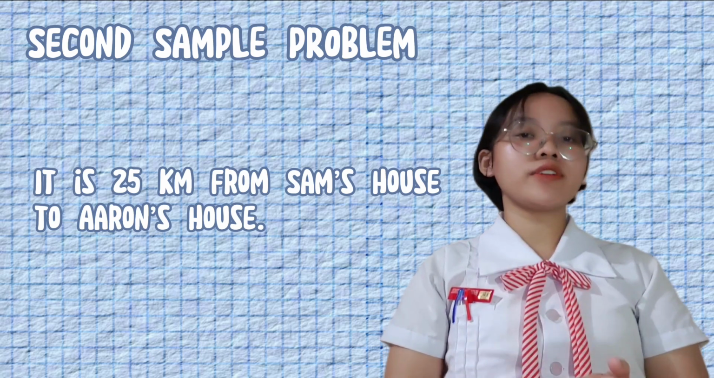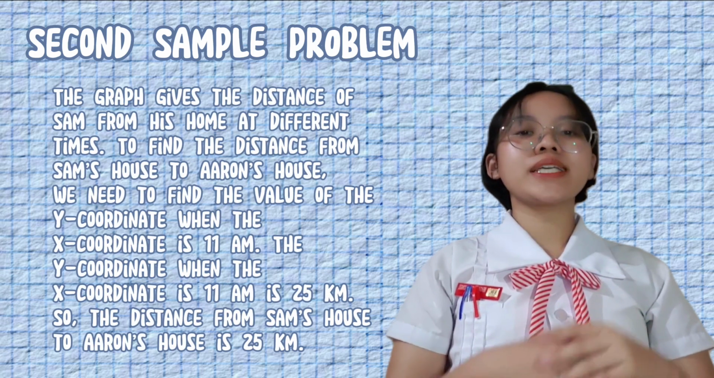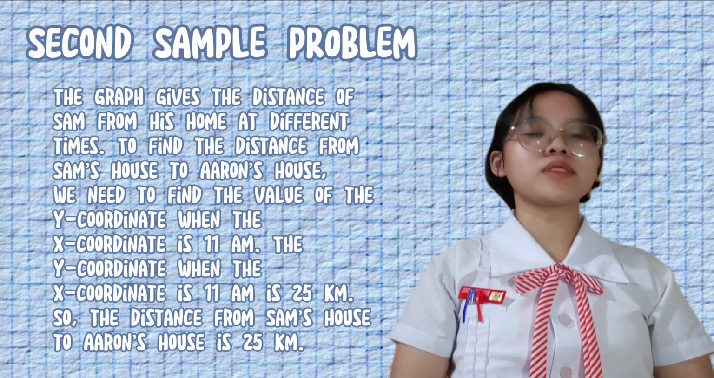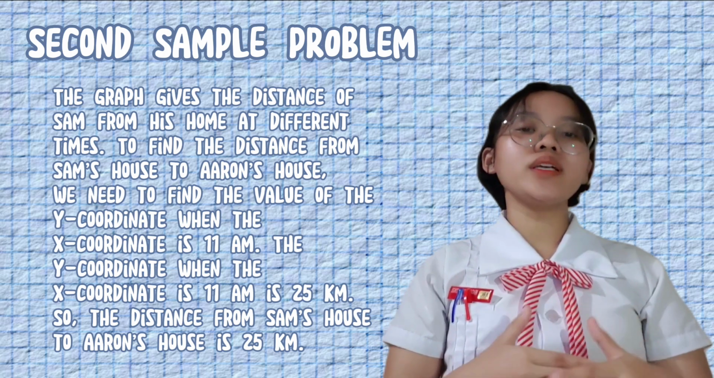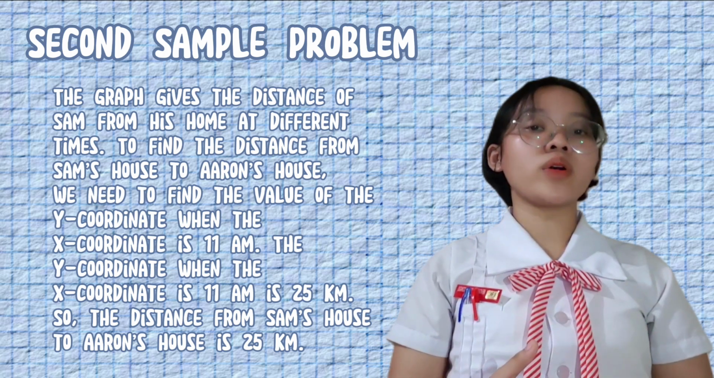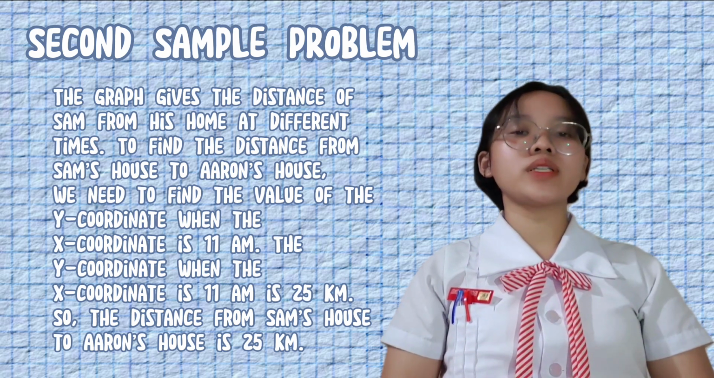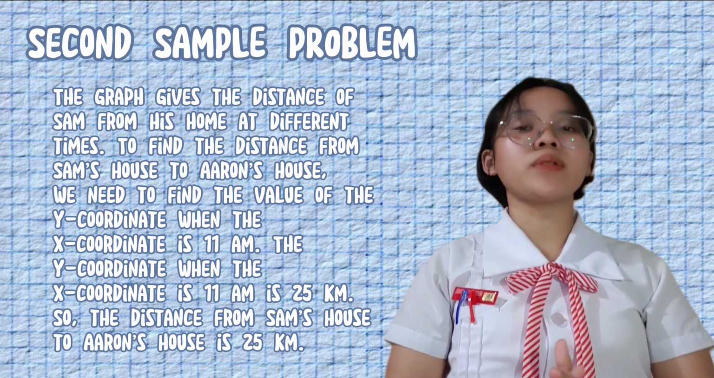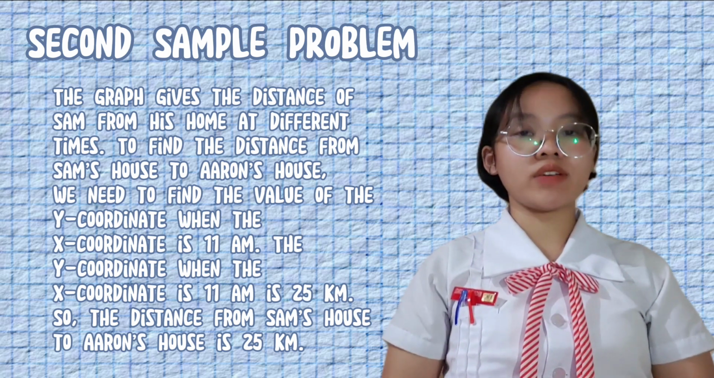It is 25 kilometers from Sam's house to Aaron's house. The graph gives the distance of Sam from his home at different times. To find the distance from Sam's house to Aaron's house, we need to find the value of the y-coordinate when the x-coordinate is 11 a.m. The y-coordinate when the x-coordinate is 11 a.m. is 25 kilometers. So the distance from Sam's house to Aaron's house is 25 kilometers.